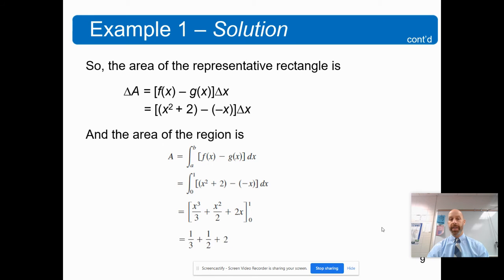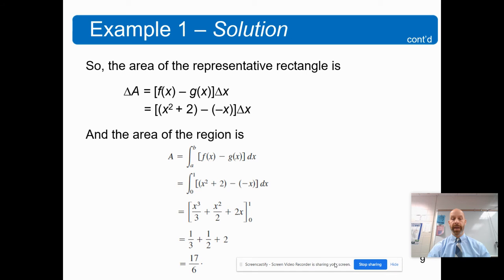And, of course, when you plug in 0, you get nothing. When you plug in 1, you get 1/3 plus 1/2 plus 2. So the area between those two curves is 17 over 6. That's the exact area between those two curves.